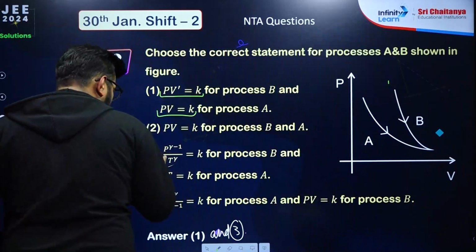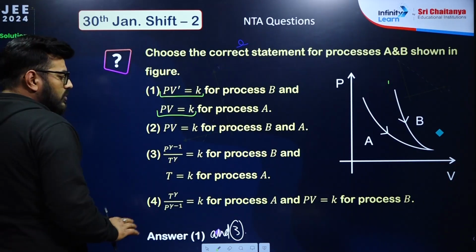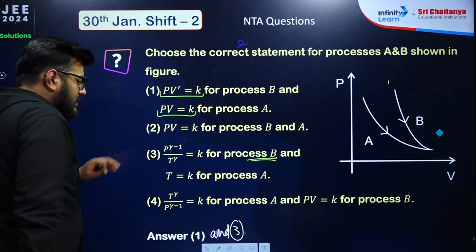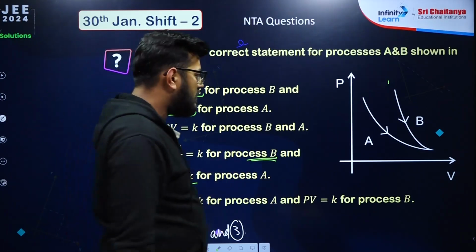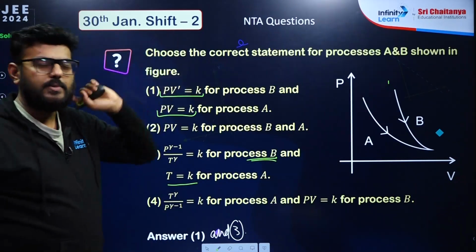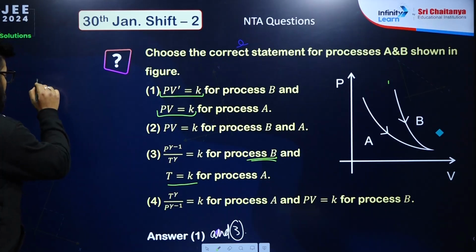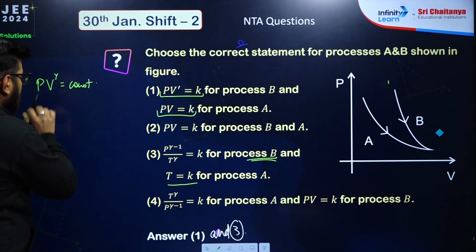Now talking about the third one, PV raised to the power gamma minus 1 upon T raised to the power gamma equals constant is representing process B. Now this equation is of an adiabatic process, and T equals K, that means temperature is constant, is representing process A. So obviously this is representing isothermal and B is being represented by adiabatic also. What you can just see over here is that PV raised to the power gamma is constant for adiabatic.